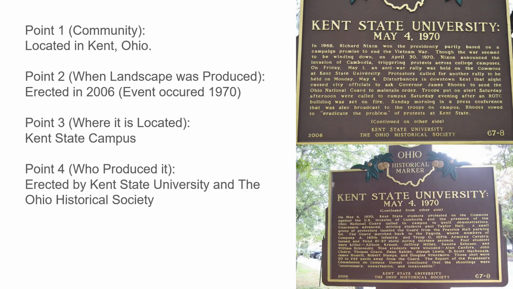Next, we have to look at the Kent State tragedy. The first point, it's located in Kent, Ohio. That's where the community is. Point 2, when it was produced, it was erected in 2006. It was erected 36 years after the event had happened. It is located on the Kent State campus. And for point 4, it was erected by Kent State University and the Ohio Historical Society.